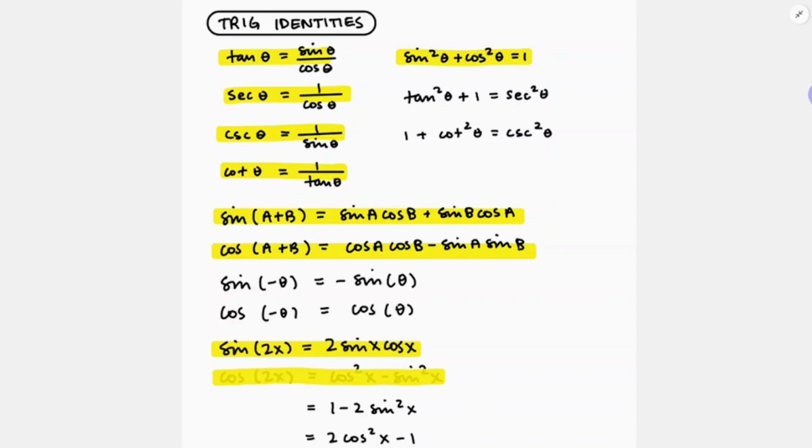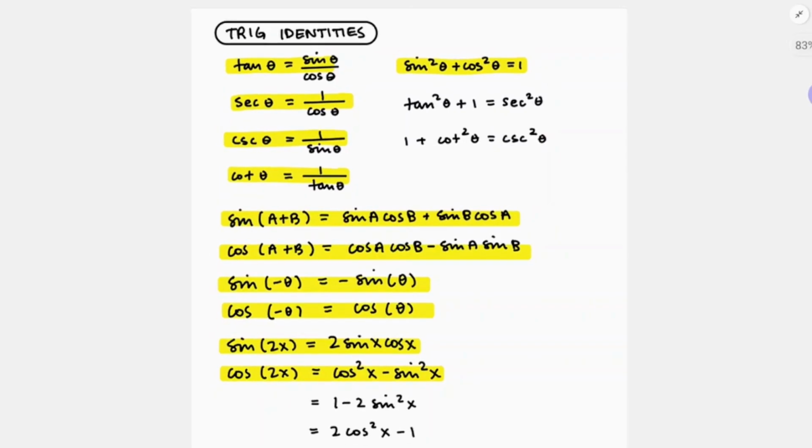And then to generate the other two for cosine of 2x, I'm going to just substitute either cosine squared x or sine squared x with a Pythagorean identity. Because I remember these being mentioned in the course description, I'm going to put those under highlighter as ones we must absolutely know. And there you are, our trig identities for AP Precalculus.